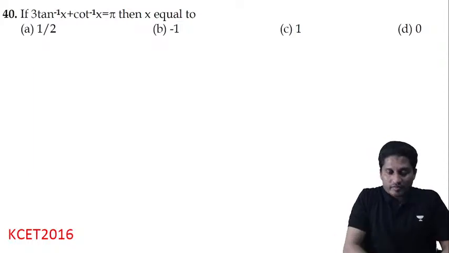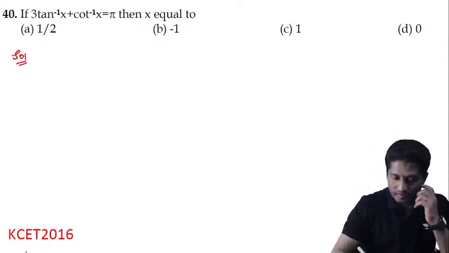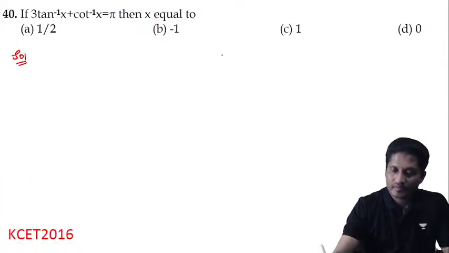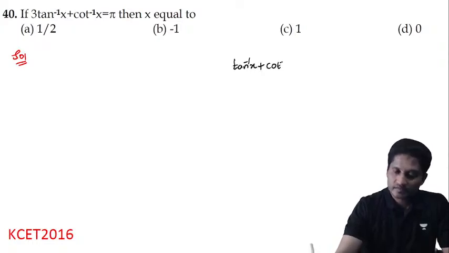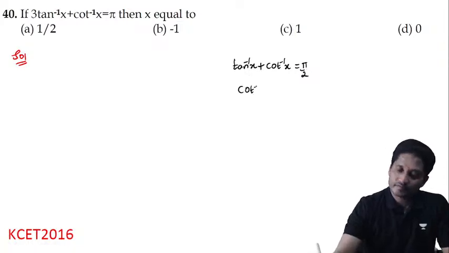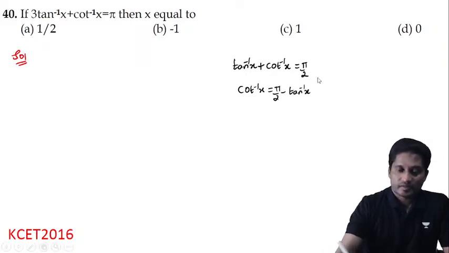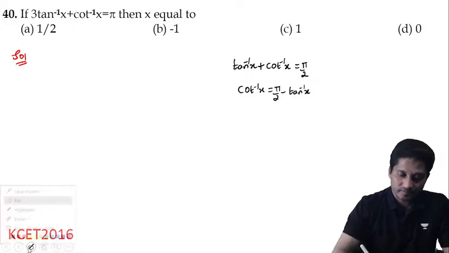Tan inverse plus cot inverse is pi by 2, right? So if I use this result, tan inverse of x plus cot inverse of x is equal to pi by 2. From this, cot inverse of x can be written as pi by 2 minus tan inverse of x. Right, so this is 3 tan inverse of x.